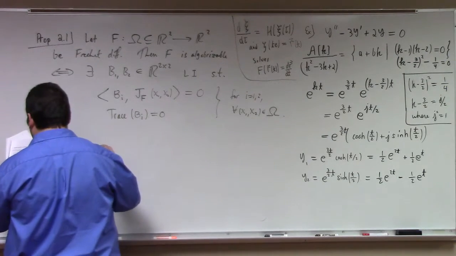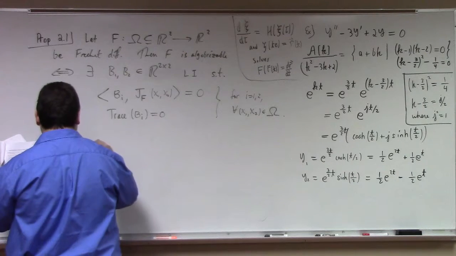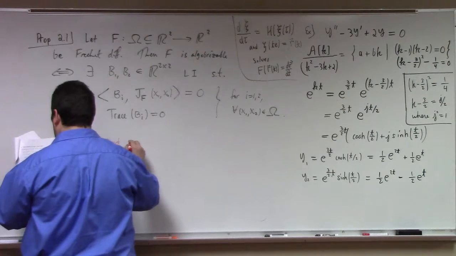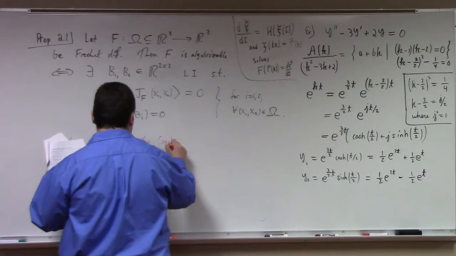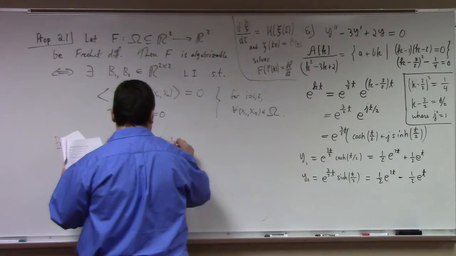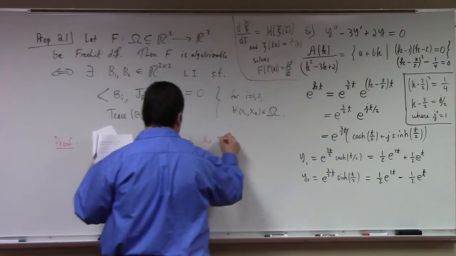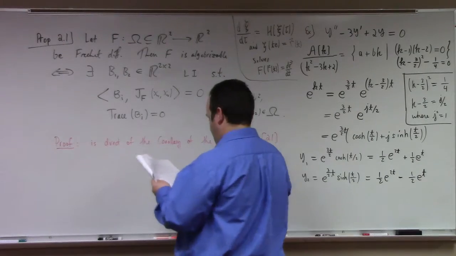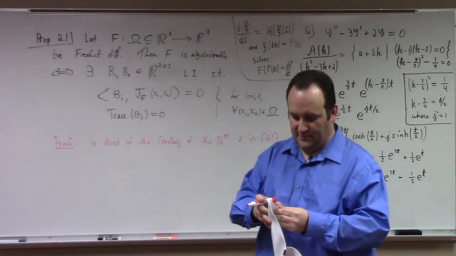But here's the part I'm stuck on. Well, I'm not stuck, I just don't know yet. He says the proof is direct. It's direct of the corollary of the theorem 2 in 21. So, all right, what's 21? What is 21?